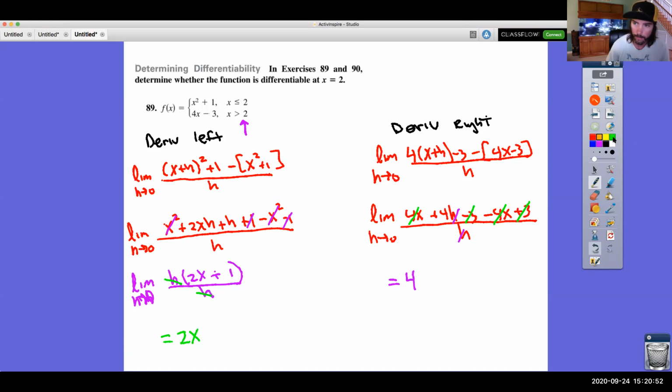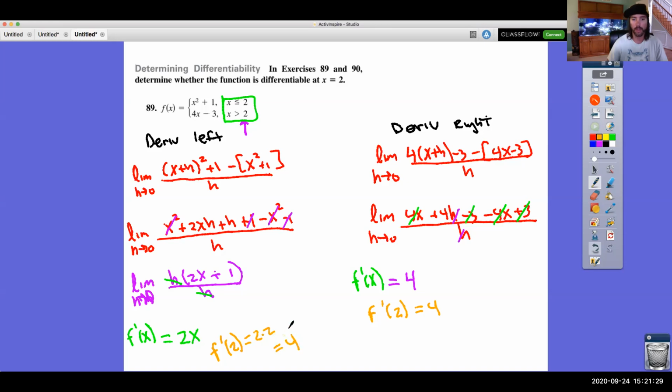You found f prime of x equals 2x. You found f prime of x equals 4. But what you did not do, or what I did not do, because I misled you into it on purpose, is evaluate that derivative at 2. So what we need to do is actually find the derivative at 2. On the right, f prime of 2 equals 4 because there's no x's to plug in. On the left, f prime of 2 is 2 times 2, which equals 4.